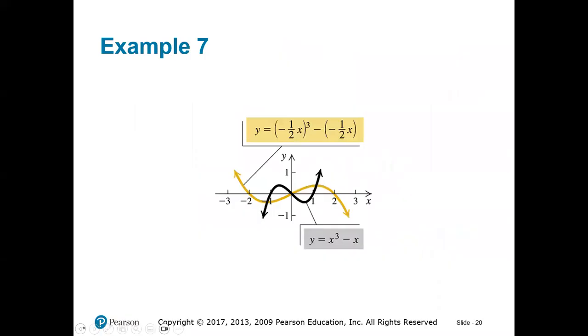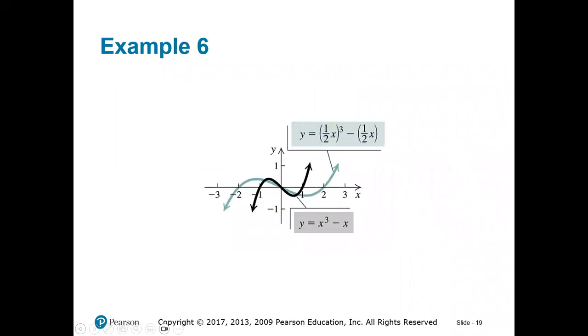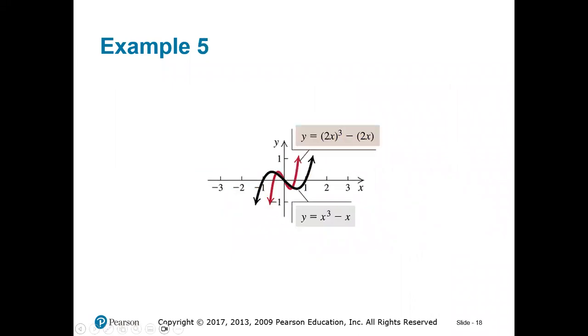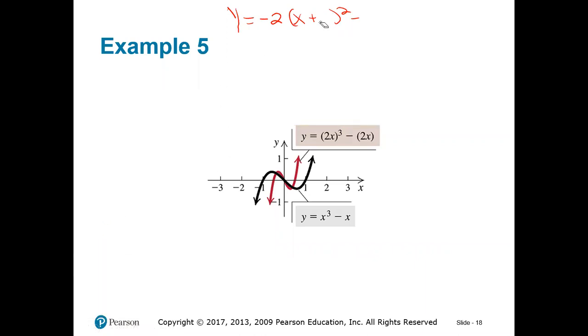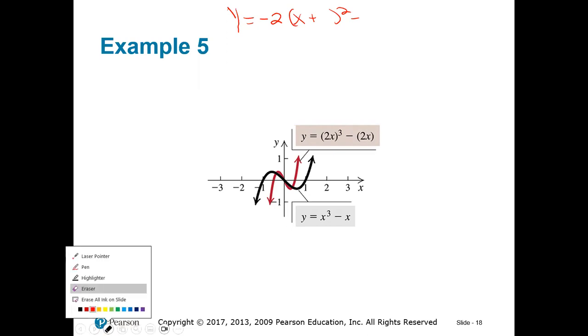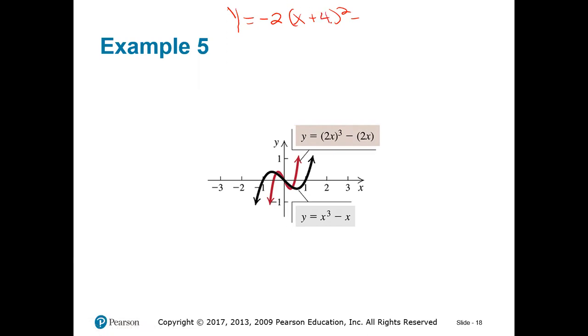So let's go back. Let's just do one, other than these here that's given. So what if we had y equals -2 times (x plus h) squared minus, I meant to put something in for h. Give me a second. Three. All right. Now the original formula I was talking about.